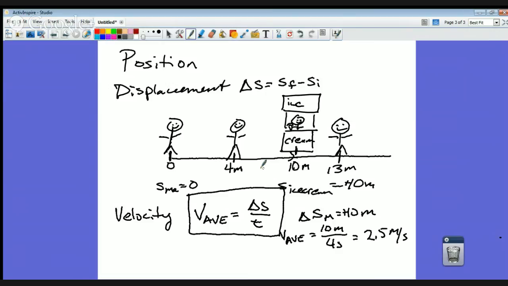And if the velocity is constant, then you can always use this.